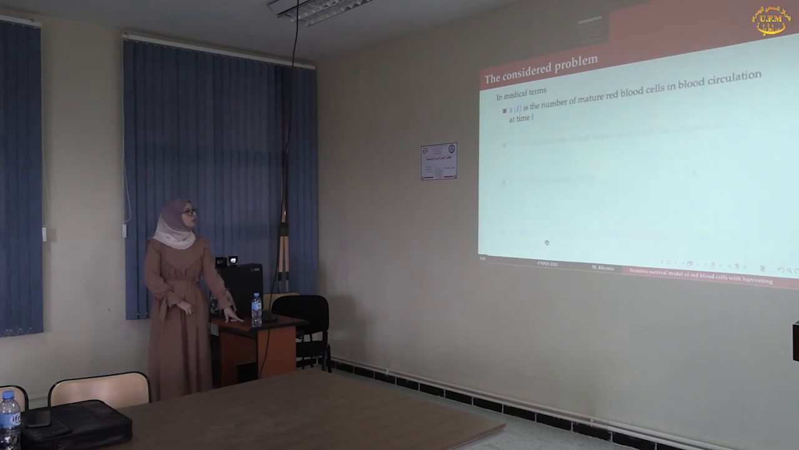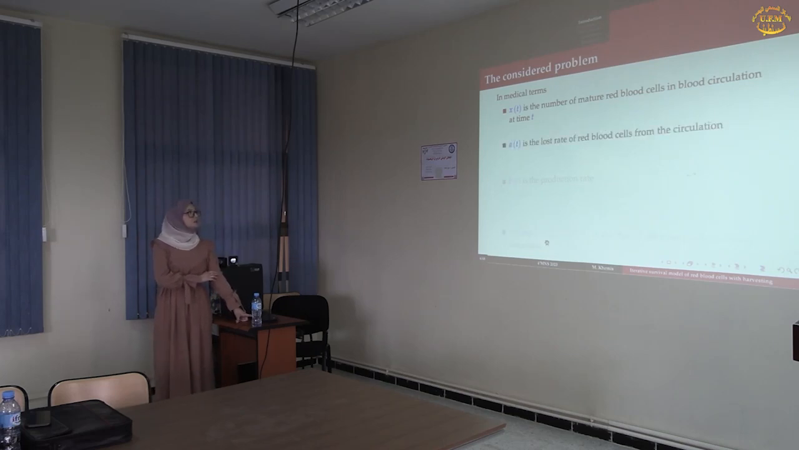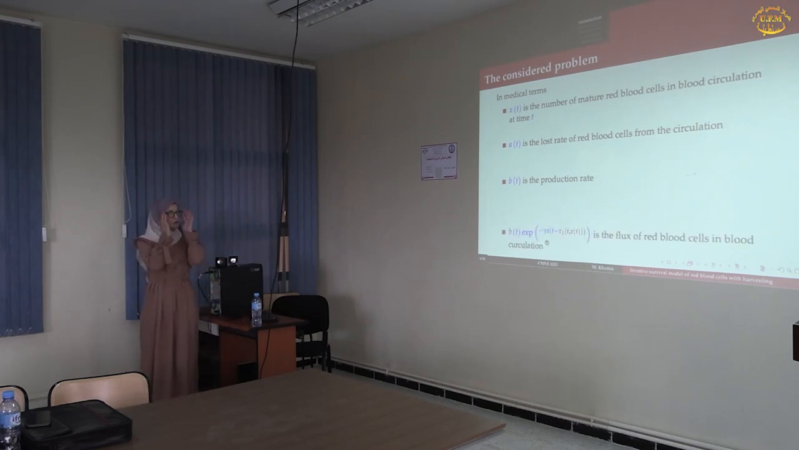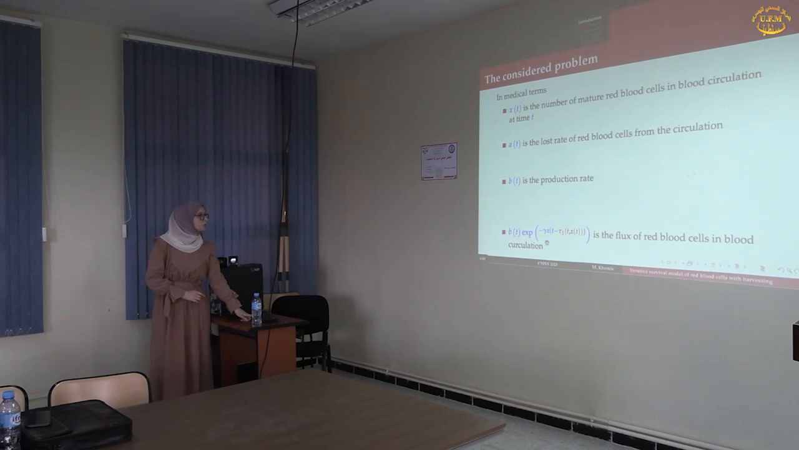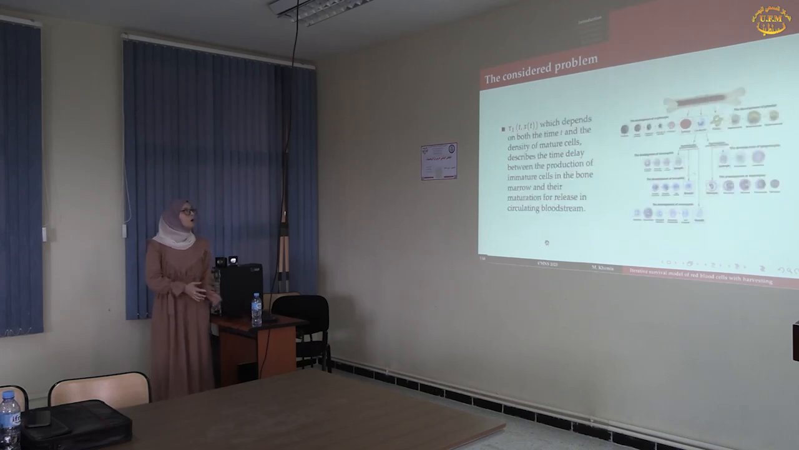where x of t is the number of mature red blood cells in blood circulation at time t, A of t is the loss rate of red blood cells from the circulation, B of t is the production rate. This term stands for the flux of red blood cells in blood circulation, where tau1, which depends on both the time and the density of mature cells, describes the time delay between the production of immature cells in the bone marrow and their maturation for release into the bloodstream.